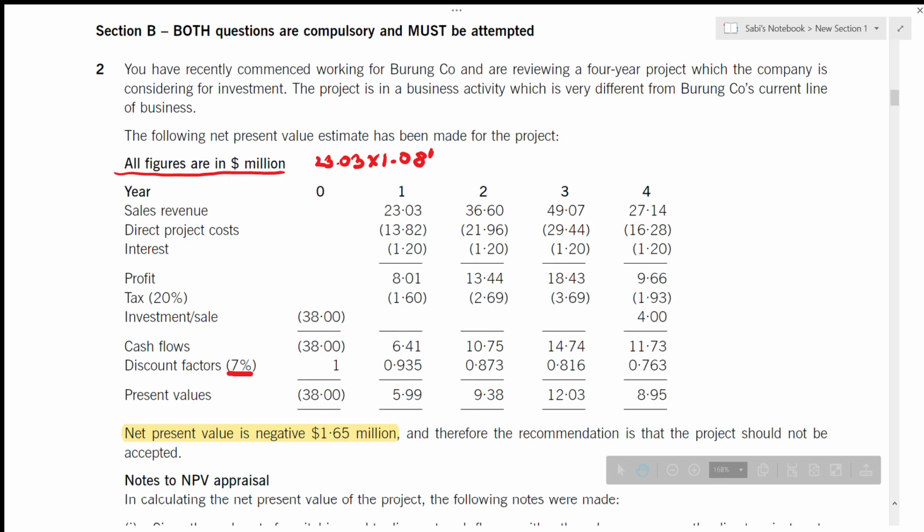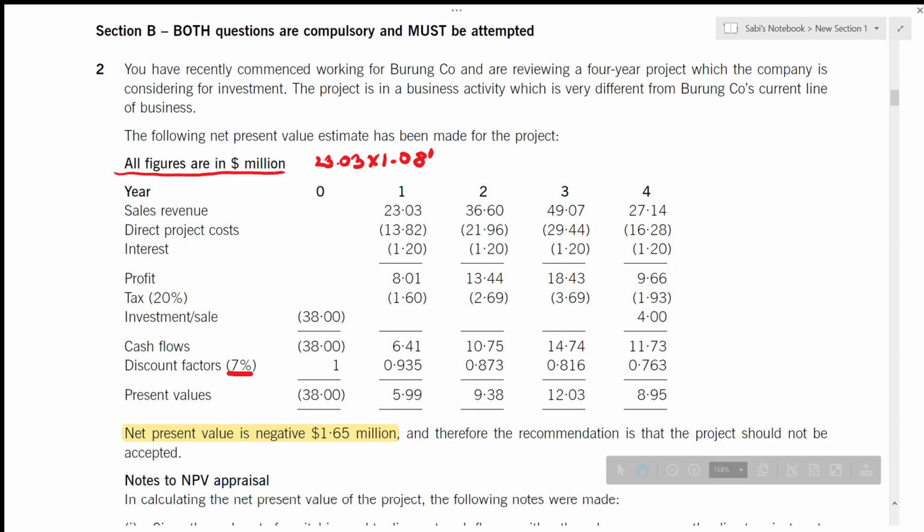24.87. You'll be getting 24.87. I'm not writing the answer down. Later I will show you the answer, but just the workings, and all I'm writing here is so that later you can refer to the workings. Let's come to the second year. Second year it is 36.6.